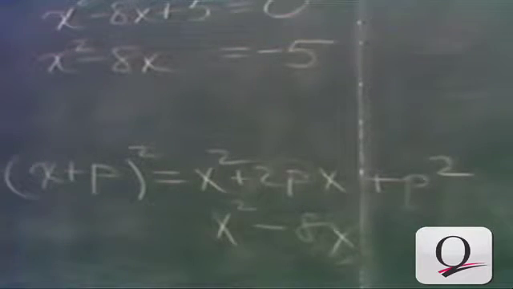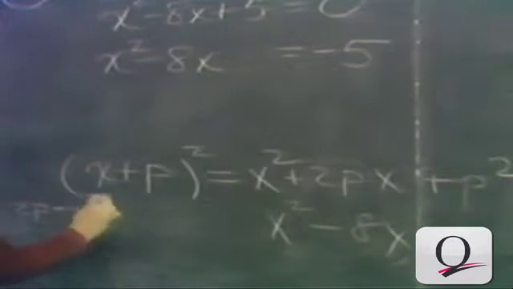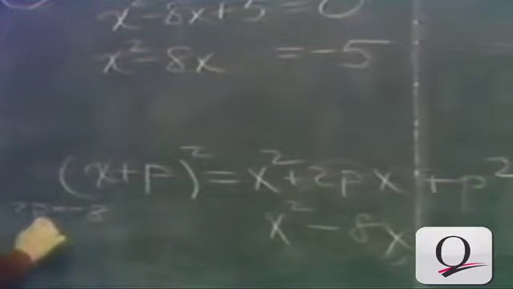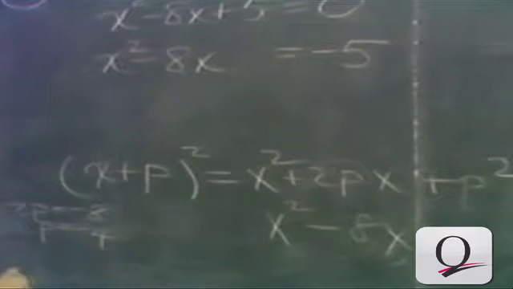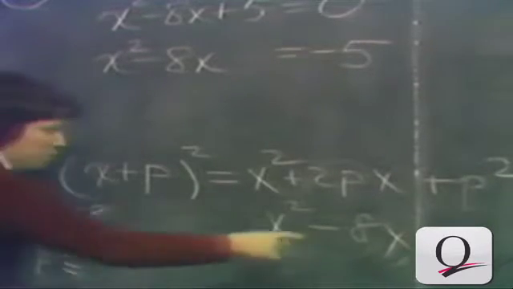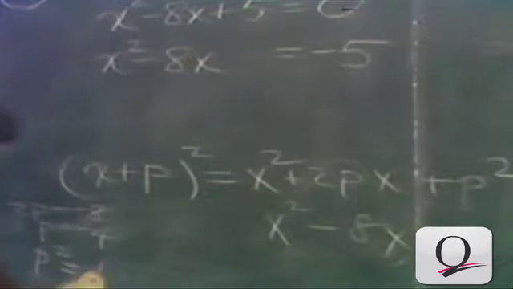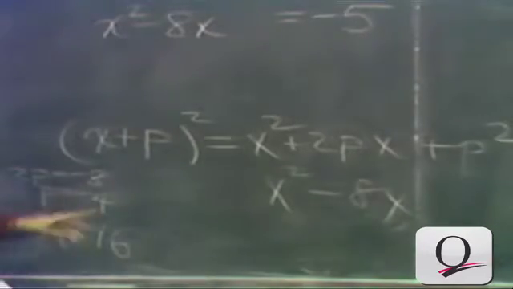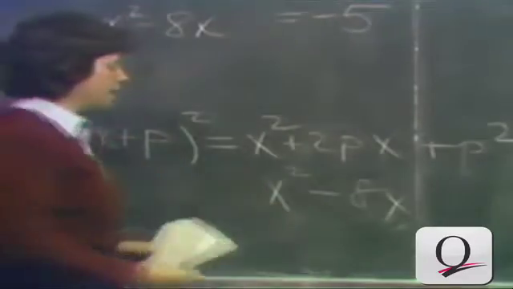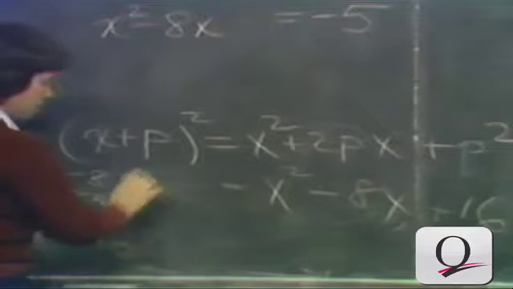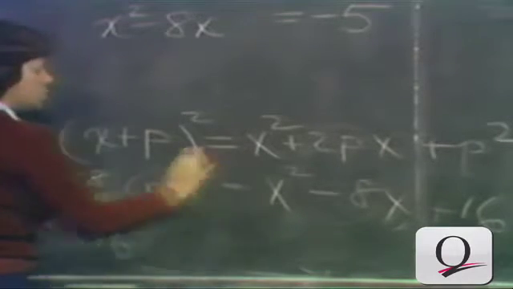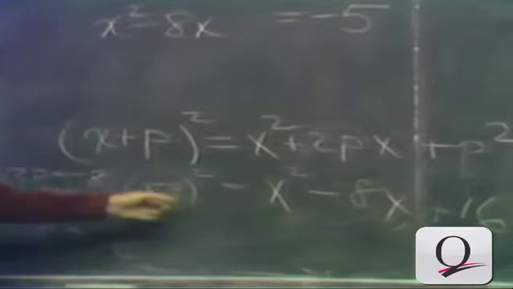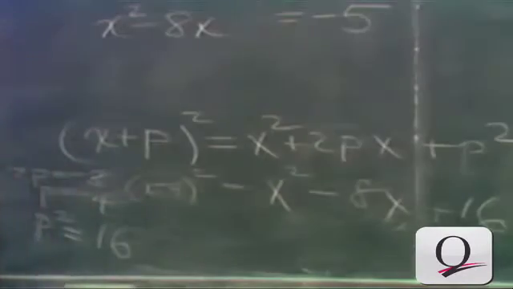So we say to ourselves, well, 2p is minus 8. p is therefore minus 4. The p squared that we are looking for, what we're missing to have a perfect square, is 16. That is, if this were x squared minus 8x plus 16, then this would be a perfect square, namely x minus 4 squared. This can be checked. It's x squared minus 8x plus 16.